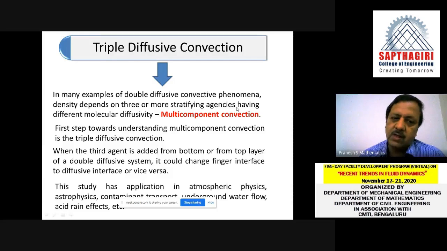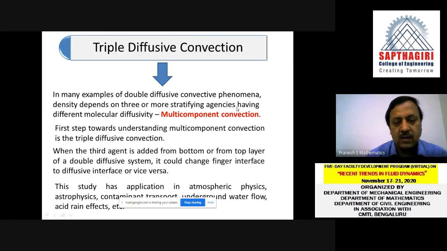So what we observed here is, in many examples of double diffusive phenomena, density depends not only on heat and one more component, it depends upon more than 2, or even 3 or more components here. In literature, such a convection we call a multi-component convection. As I told earlier, the first step in understanding multi-component convection is the triple diffusive convection. In double diffusive convection, we have only 2 agents. One may be heat, and one is concentration of salts, or both of them may be concentrations here.